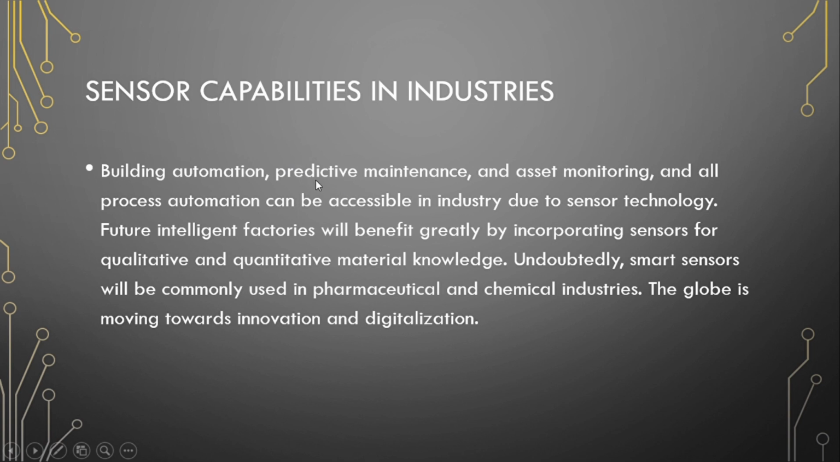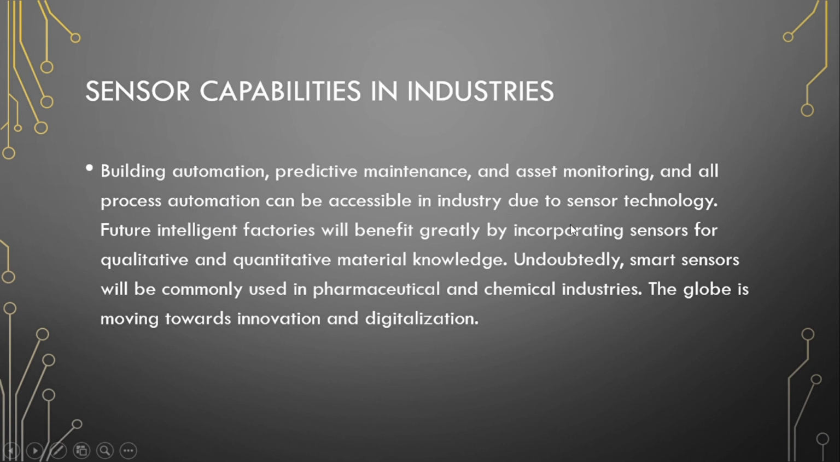So predictive maintenance technology also uses sensors, and we can monitor our real-time functioning and process automation. Processes are automated in industries, as I mentioned in the previous slide. Any kind of signal, any kind of stimulus is sensed by the specific sensor, and then the actuators take the automatic decision and perform the automatic functioning. So automation is introduced in the industry as well due to sensor technology.